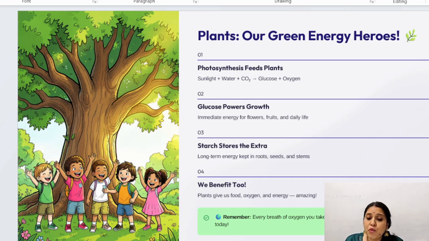So children, before we leave the class, please repeat after me and understand the definition of photosynthesis. Photosynthesis is the process by which green plants prepare their food using sunlight, water, carbon dioxide and chlorophyll. And what are the end products? Glucose and oxygen. So I hope children you understood the lesson well.